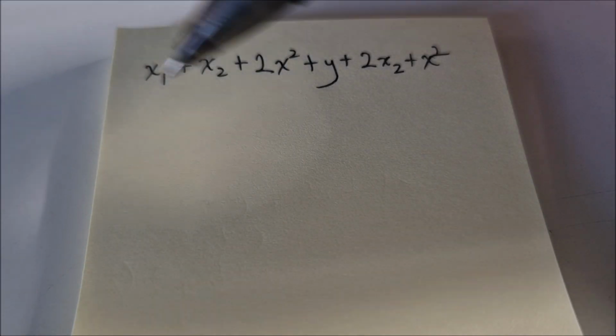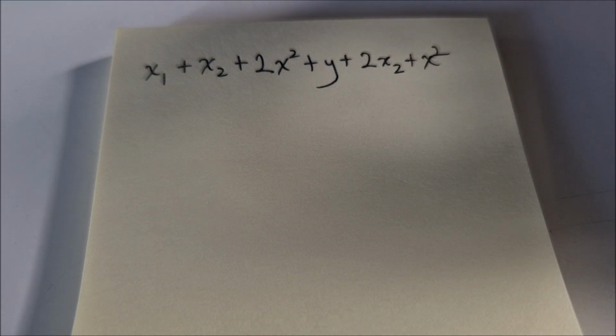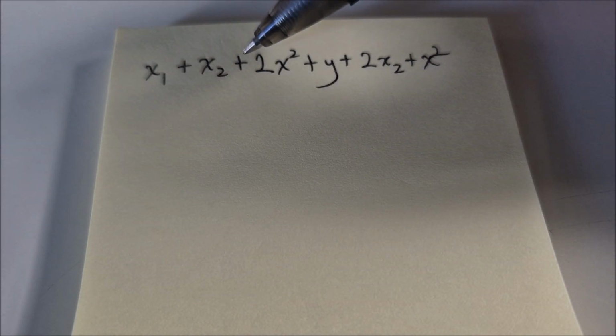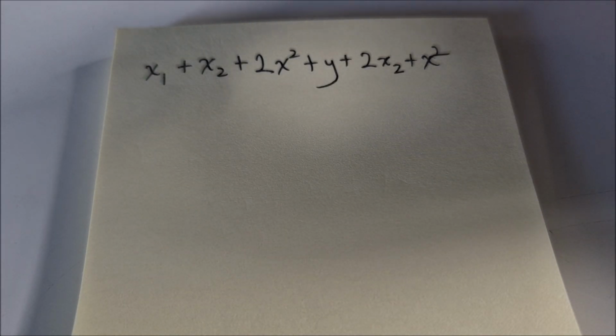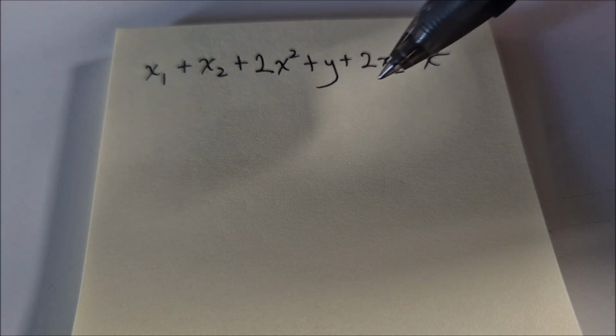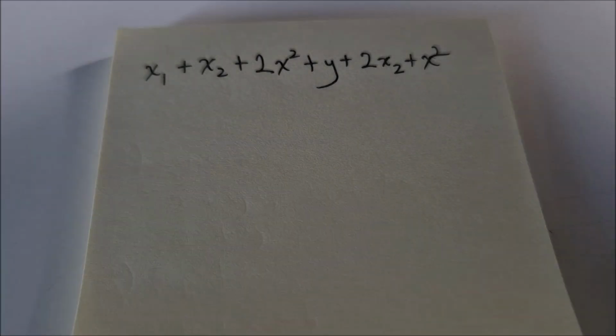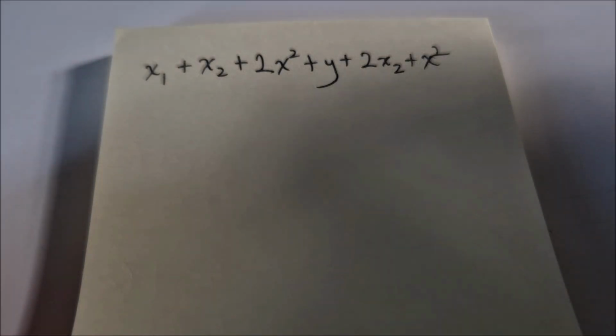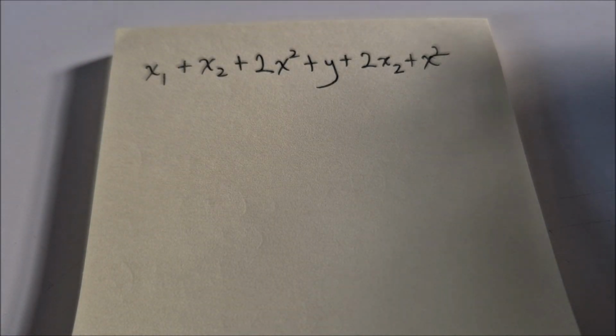This entire thing here is made up of 4 different variables. We have x1, x2, x squared, and y. And this entire thing is called an expression, right? Because there's no equal sign. What we're doing is simplifying this.